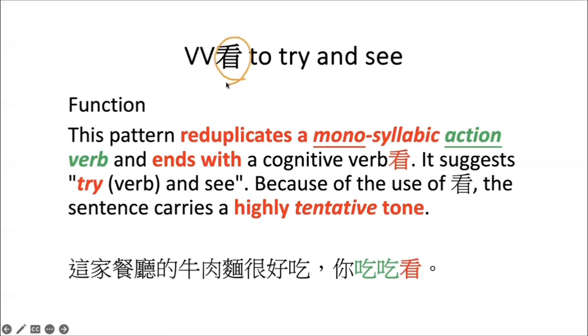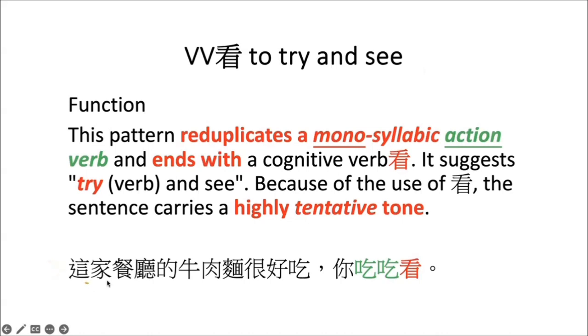If we add 看 after the pattern of verb reduplication, it means the speaker wants the listener to try to do some action and to see what kind of feeling the listener gets after doing the action.